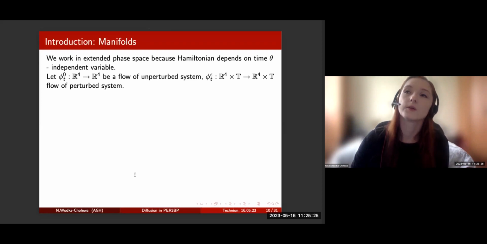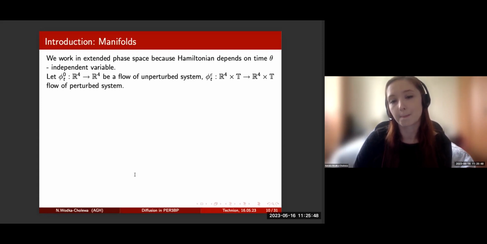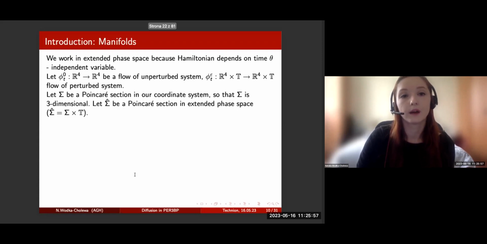Okay, so we will denote by phi 0 t a flow for the unperturbed system, and it's in 4 dimensions. We have x, y, px, py, and for the perturbed system we will have one more dimension because we will extend phase space, so it's phi epsilon t, so you have R4 times a one-dimensional torus. So t, it's a one-dimensional torus, 0, 1.